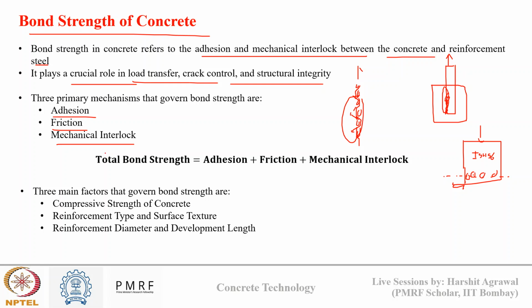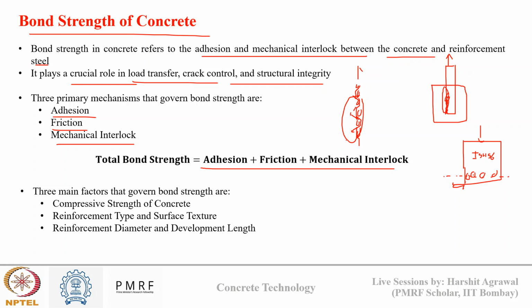Okay, so when we talk about bond strength of reinforced concrete, it is due to all three things. It is due to the chemical adhesion between the cement paste and the rebar surface. It is due to the friction between the rebar surface and the concrete, and it is due to the mechanical interlock due to the presence of ribs.